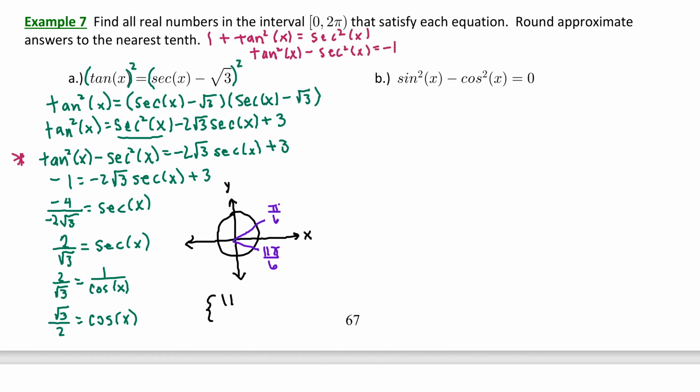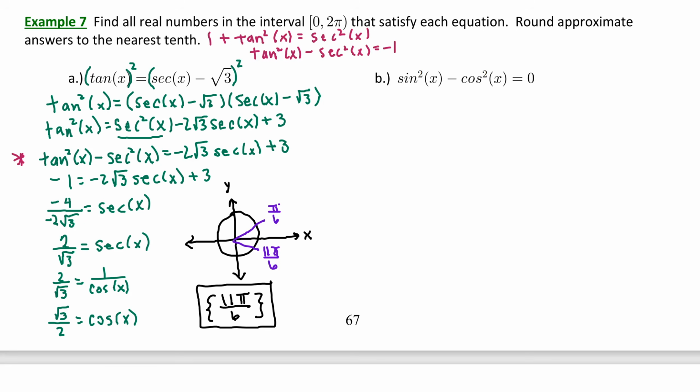So put your guard up whenever you square both sides of an equation. Remember, sometimes you obtain extraneous roots. That technique allows us to solve the equation, but it also makes us be cautious for extraneous solutions. Let's move on to example B.